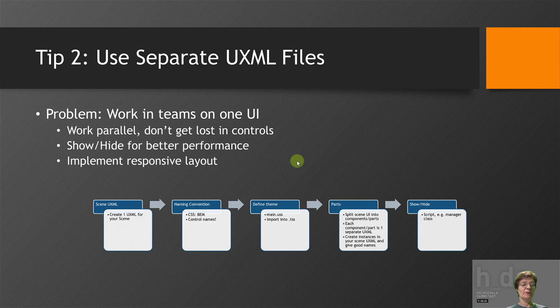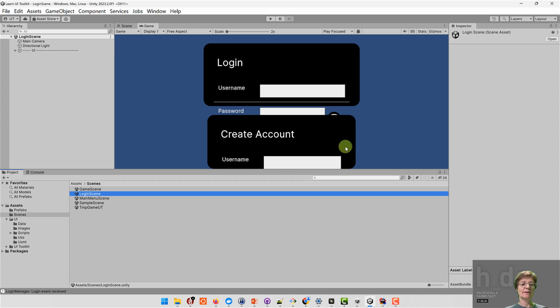on one UI, because in one scene you have one UI document. And if you want to work in parallel on different parts of your UI, it's good practice to split the UI in several UXML files. Unity also follows the approach to show and hide parts of the screen and not create and destroy elements. So as you can see here, the login and the create account are in the same UXML file, and that's well done in Unity using the template structure.